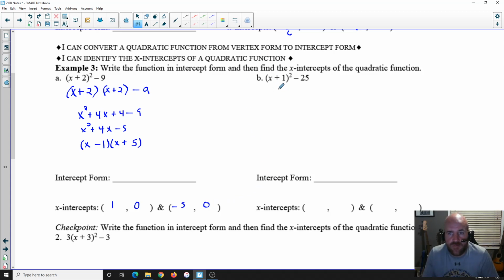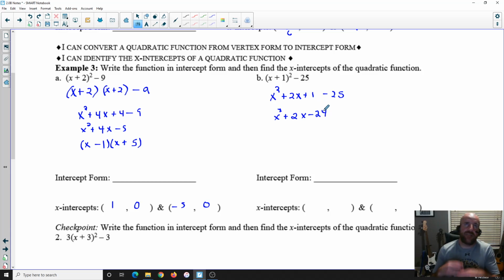Alright, going on to the next one, we're going to do the same thing. (x + 1) times (x + 1). We end up with x squared plus 2x plus 1, and then minus 25. So we have a negative 24 on the end of x squared plus 2x. That's a square. All right, now factor.